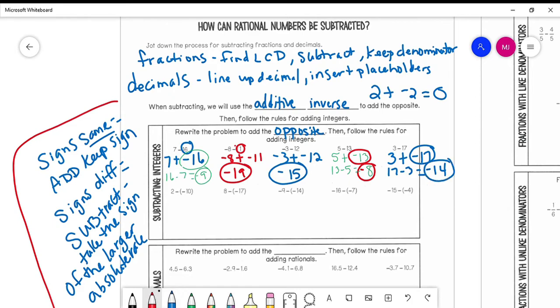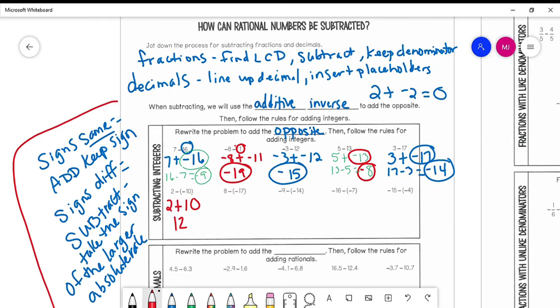Okay, the bottom row here makes it just a little easier because of the way it's set up. The second number every single time is already negative, and the opposite of a negative is a positive. So 2 plus 10. So we change subtraction to addition. The opposite of negative 10 is positive 10. 2 plus 10 is 12.